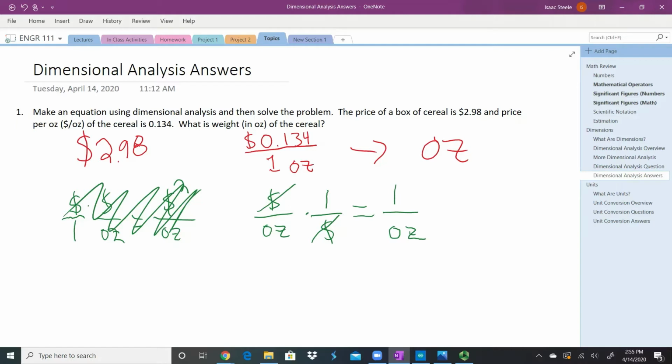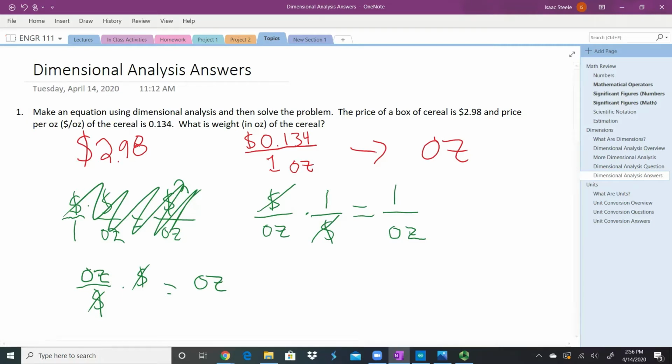And so I have to get my ounces back to the top. Now I noticed that when a $1 sign was on the top and a $1 sign is on the bottom, my dollars cancel out and I'm left with my weight. But what would happen if I flipped the other thing? So in this case, I'm going to go with my ounce on the top, my money on the bottom, and I'm going to multiply that by my money on the top. Well, my money cancels out, and I'm left with ounces.